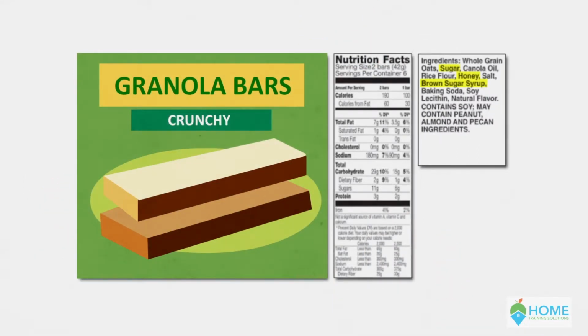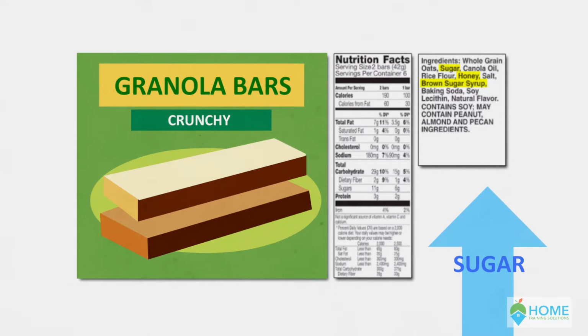So, after reading this ingredients list, what do you think about this brand of granola bars? Based on the 3 different added sweeteners on the label, sugar, honey, and brown sugar, we can see that this item is high in sugar.